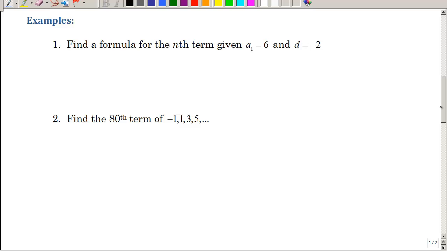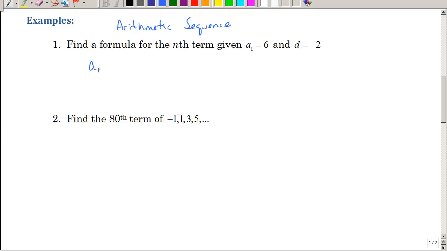Now that we have some formulas, let's go through and apply those formulas. It says find a formula for the nth term given a sub 1 is 6 and d is negative 2, and this is all for an arithmetic sequence.